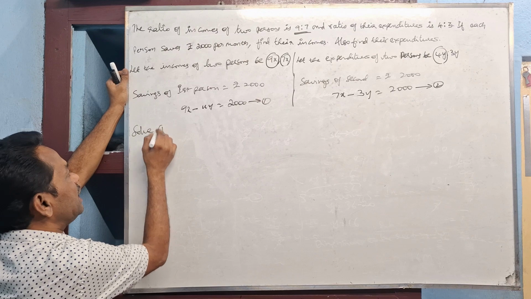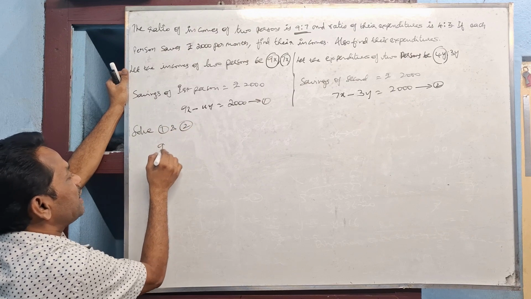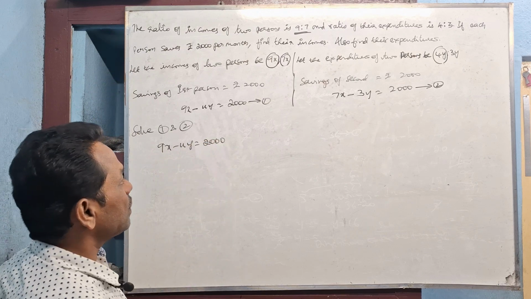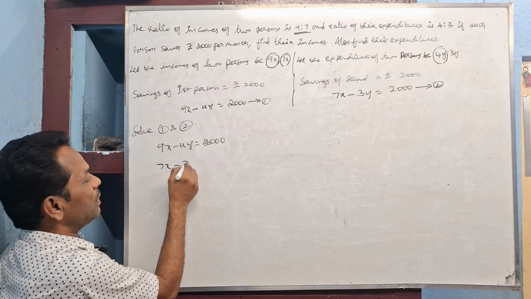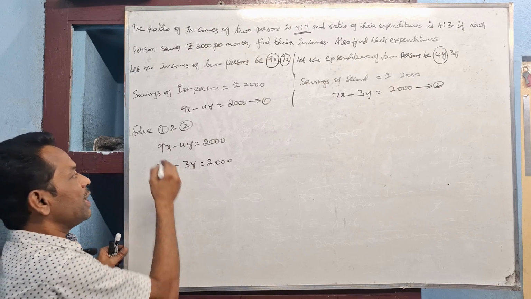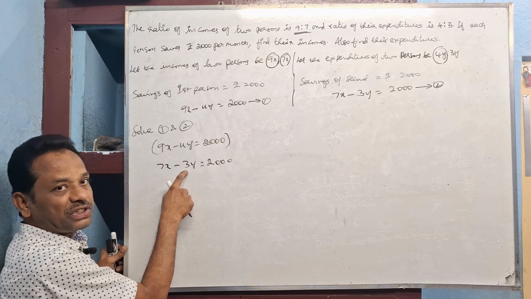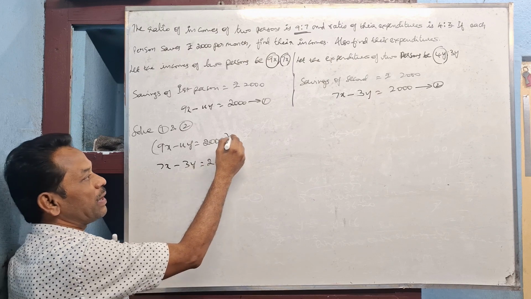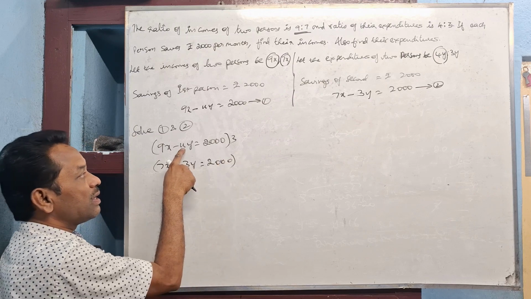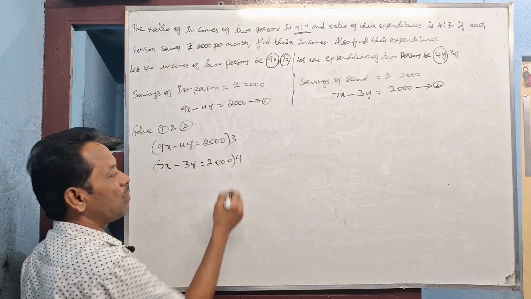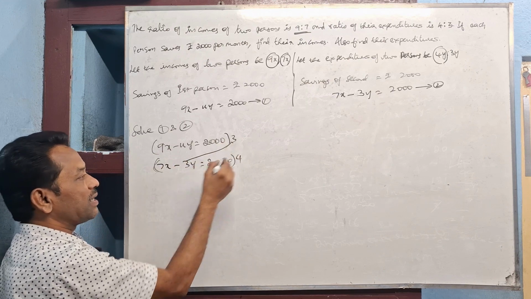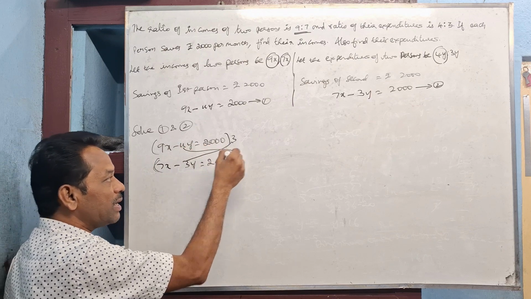Now let me solve equations 1 and 2. Our equation 1 is 9x minus 4y equal to 2000, and the second equation is 7x minus 3y equal to 2000. Now we multiply each equation with the y coefficient of the other. Let me take 3 and multiply the first equation with that 3, and I'll take the second equation and multiply by this 4.